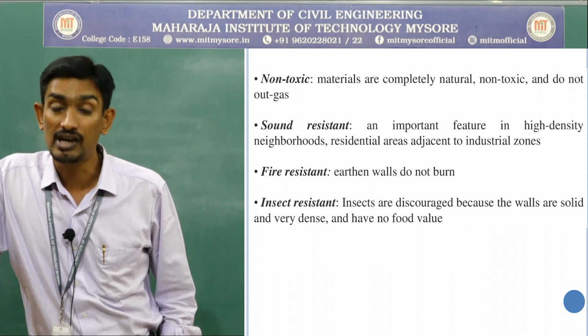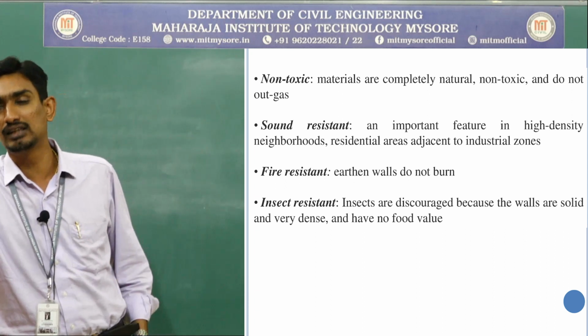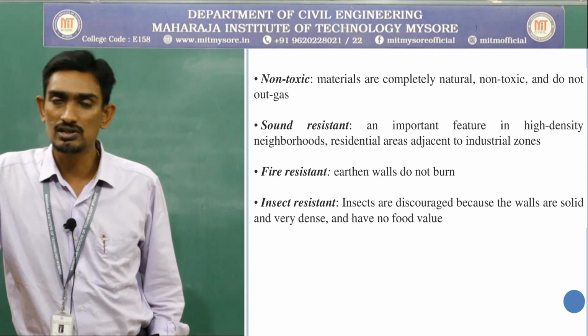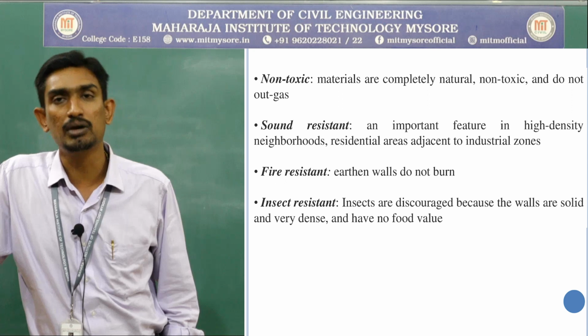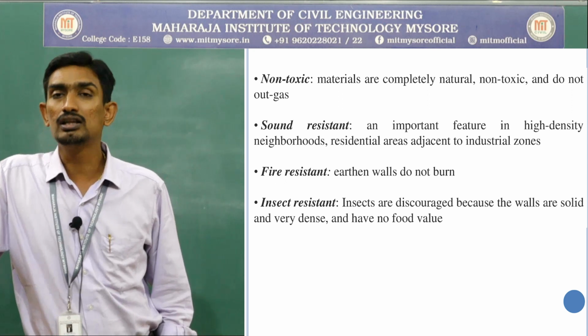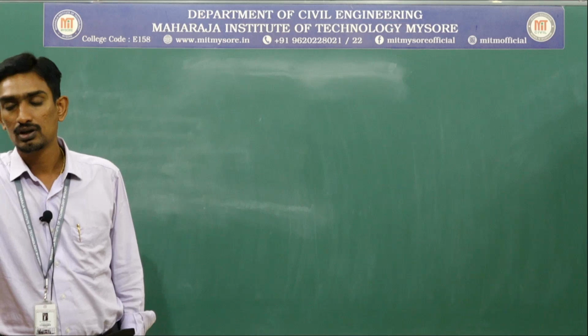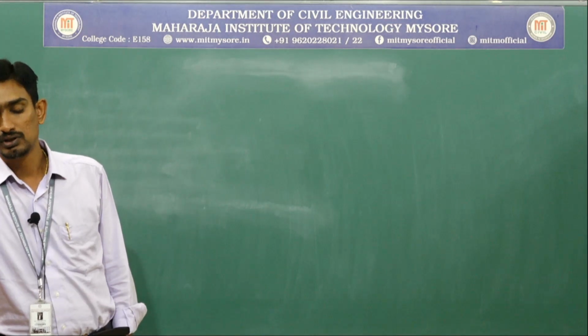Next, fire resistance. Because it is a completely earthen material, it is a very good fire resistant material. It is also an insect resistant or termite resistant material. So these are all the advantages one can look at.